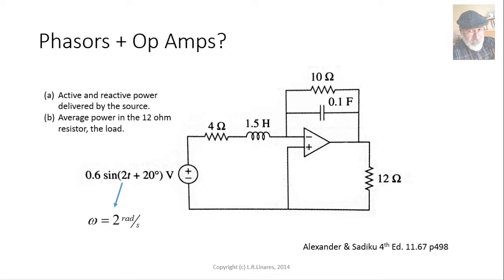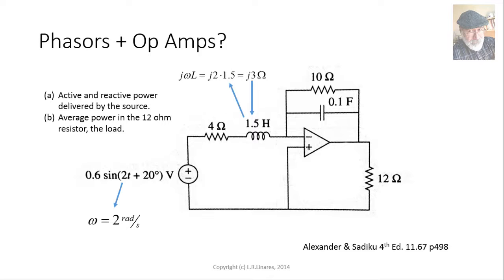The first step is finding omega, the angular frequency of the source, 2 radians per second. With that omega, we can replace the inductance by an impedance, j omega L. That would be j times 2 radians per second times 1.5 henries. That is j3 ohms. And that value will replace the inductance in our diagram.